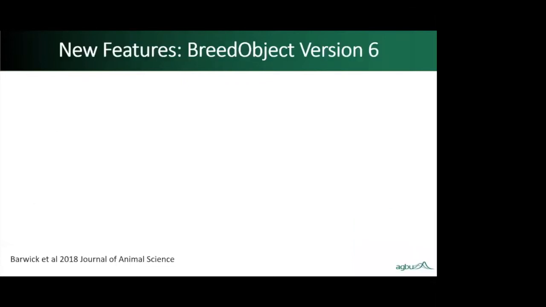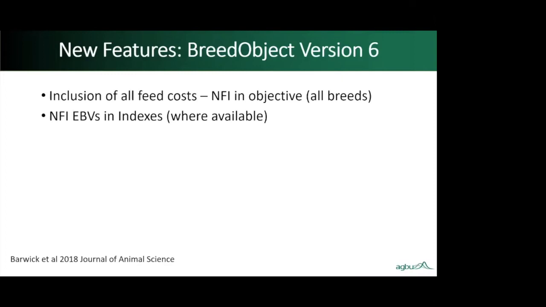The major development within BreedObject has centred around providing better description of the feed costs that are associated with the commercial production sector. This has entailed the inclusion of all feed costs, including net feed intake, in the breeding objective for all breeds. For those breeds that record NFI data, the facility has also been developed to allow them to include NFI EBVs as selection criteria traits in their selection indexes.